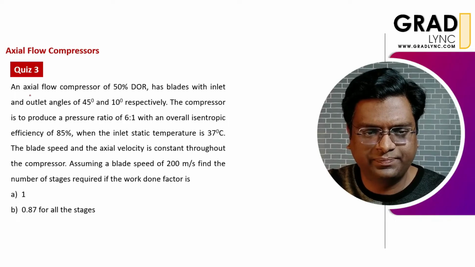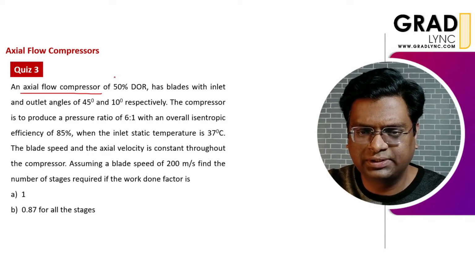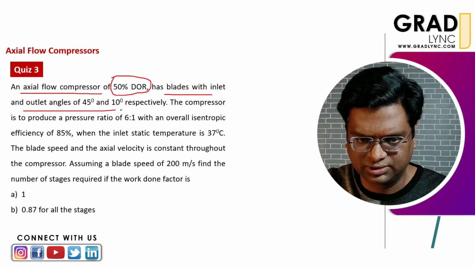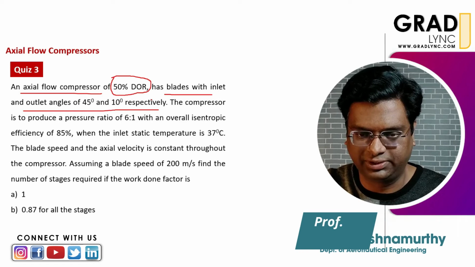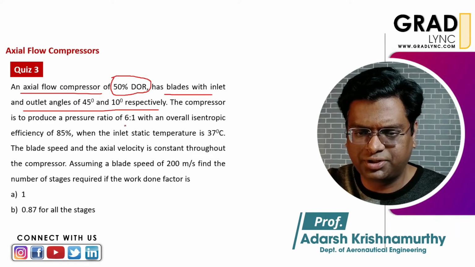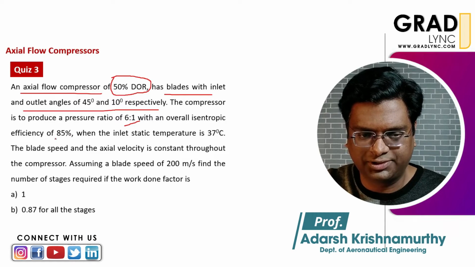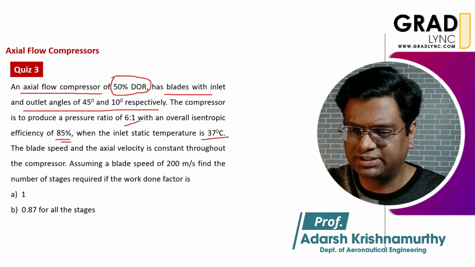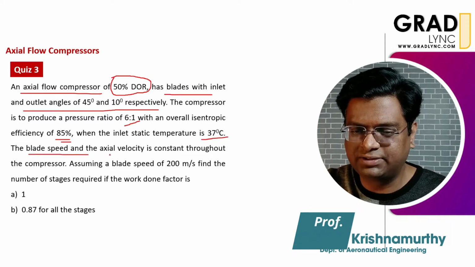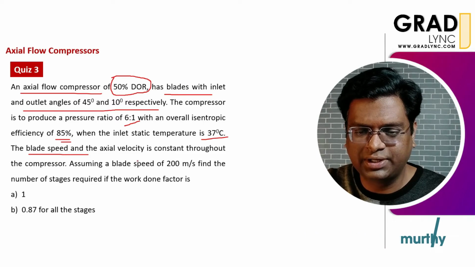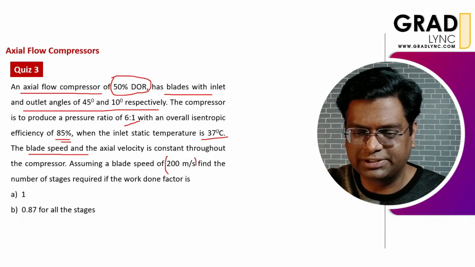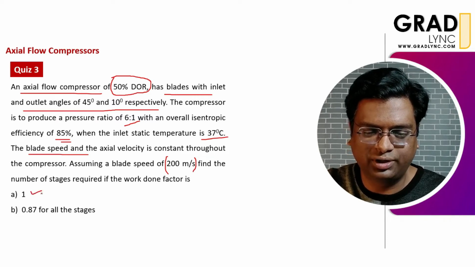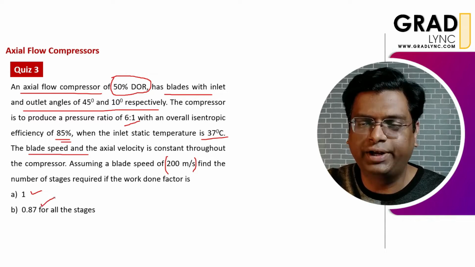So the problem states: an axial flow compressor of 50% degree of reaction has blades with inlet and outlet angles of 45 degrees and 10 degrees respectively. The compressor is to produce a pressure ratio of 6:1 with an overall isentropic efficiency of 85%. When the inlet static temperature is 37 degrees Celsius, the blade speed and axial velocity are constant throughout the compressor. Assuming a blade speed of 200 meter per second, find the number of stages required if the work done factor is 1 and 0.87. Right?